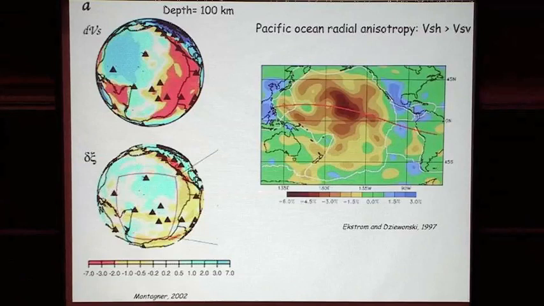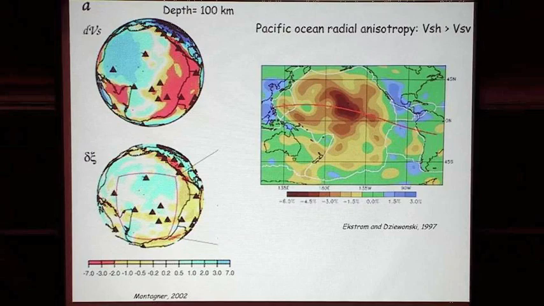It was pointed out very strongly in a paper by Ekström and Dziewonski in Nature in 1997 that there was something special about the Pacific plate. The color scale here shows SH faster than SV in one color and SV faster than SH in the other. So you have SH faster than SV centered in the Central Pacific that's very strong. Montagner also had a paper on this, but there's also something similar in the Indian plate, actually.